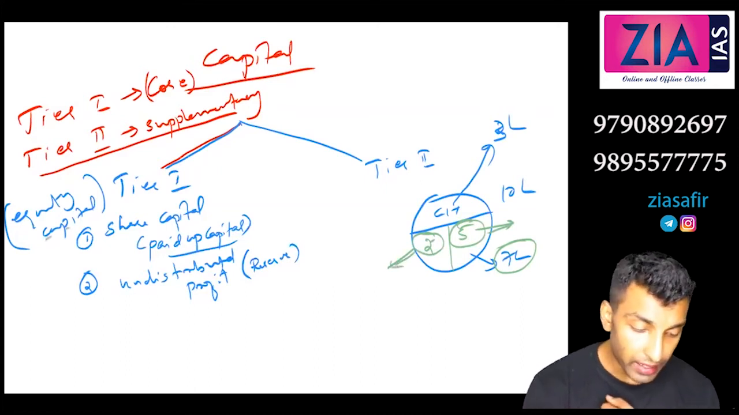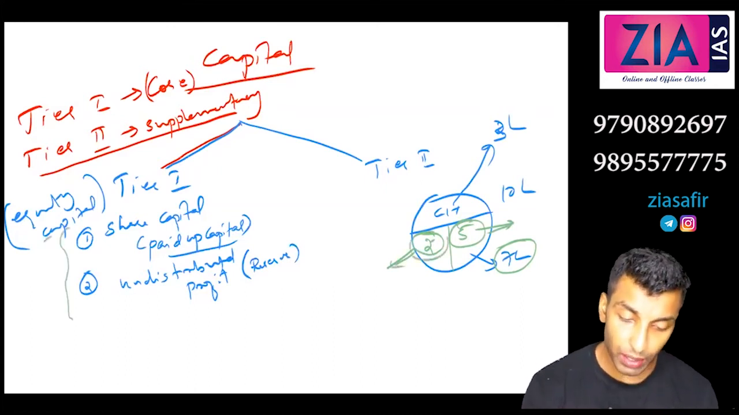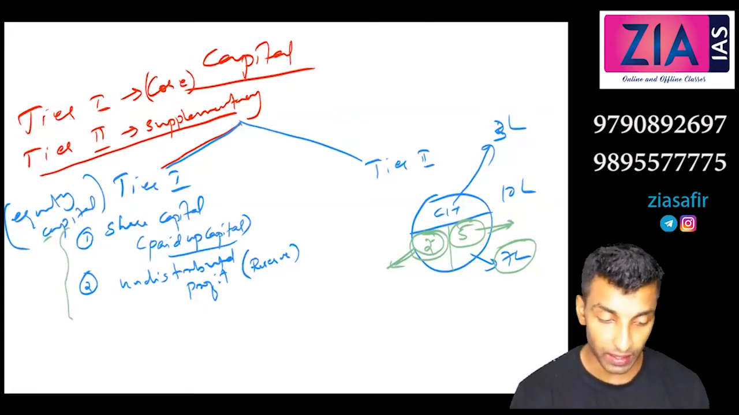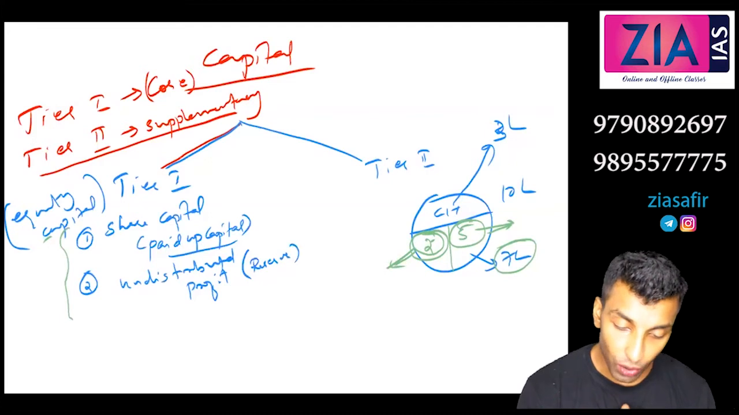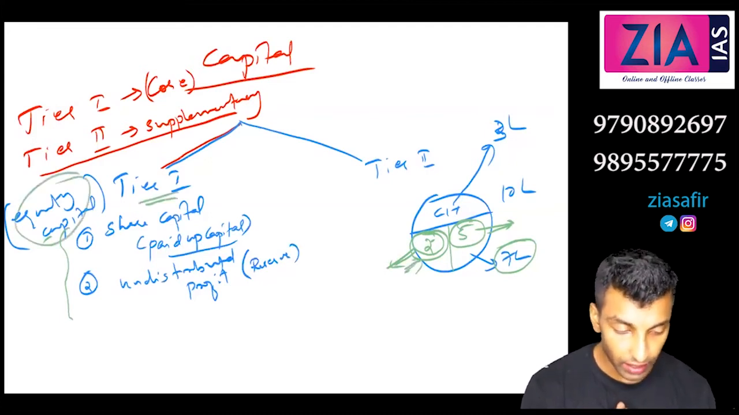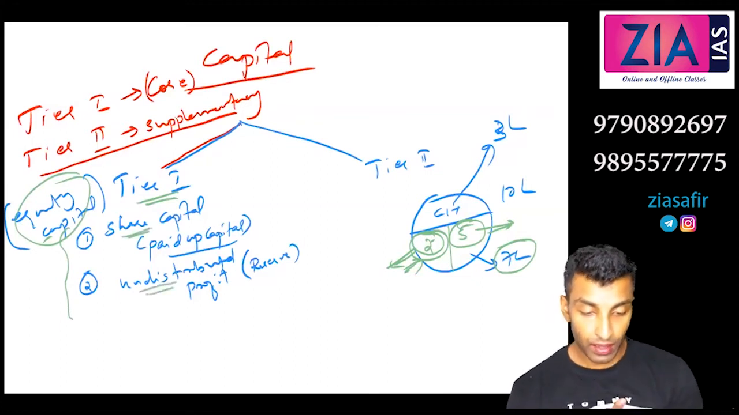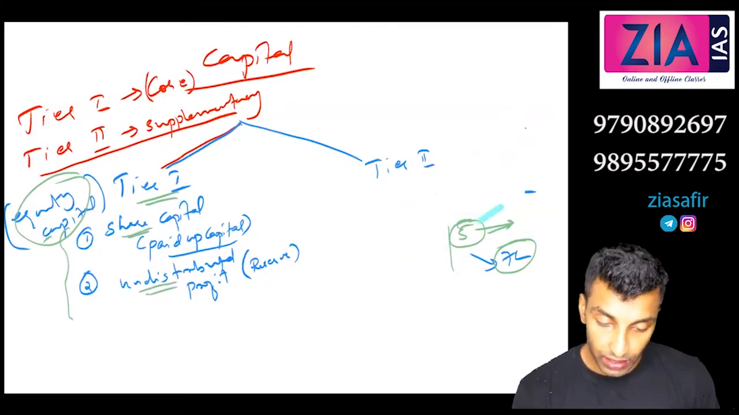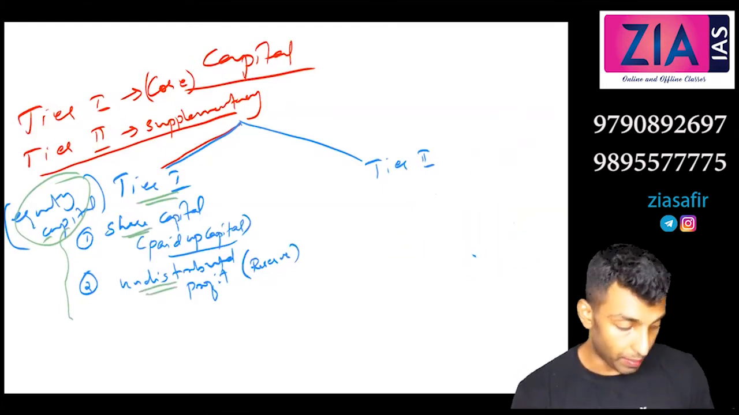And why am I adding this entire thing to Tier 1? Because this undistributed profit is coming again as an investment. So it is an investment, which is again owner's equity only, the owner's money only. That's why, similar to share capital, I can write undistributed profit here. Is that okay? So undistributed profit also comes under Tier 1 capital.